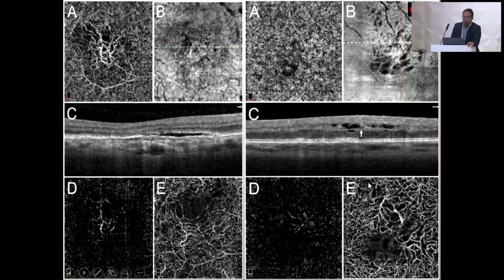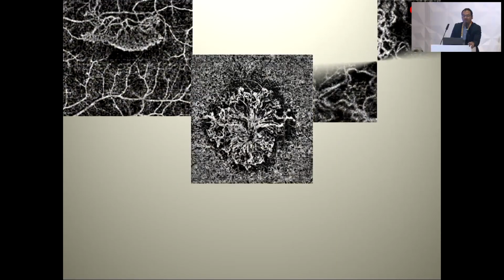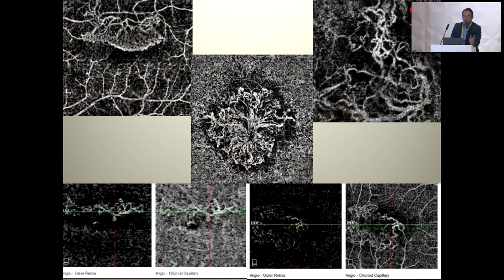In type 2, you can see that there is some net, some CNV area, even in the superficial, the deep, the outer. This is not flow void. This is again a masking effect because of the presence of intraretinal fluid. There are a variety of CNV net patterns like sea fan, medusa head, tangled, pruned tree.